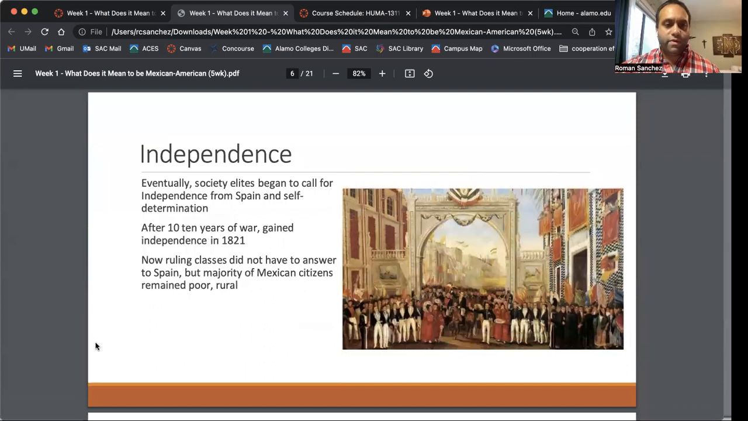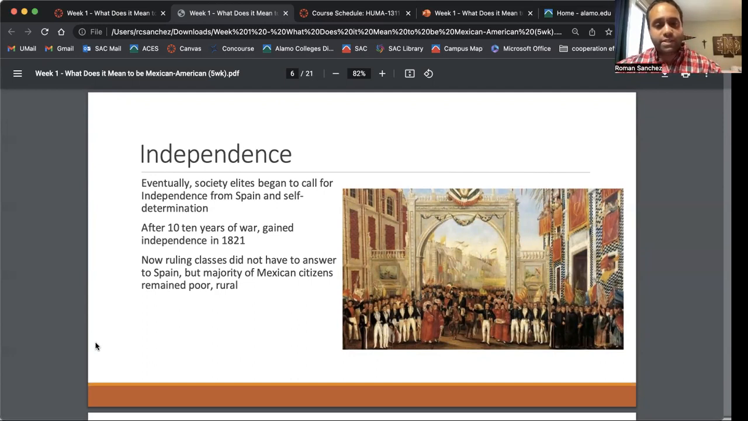Jumping ahead, the next important moment is the end of the colony, as the white European elites of the colony began to call for independence from Spain, from the king and queen, just like in the American Revolution. After 10 years of war, they were able to gain it in 1821. That was the birth of the nation of Mexico. They chose that name.